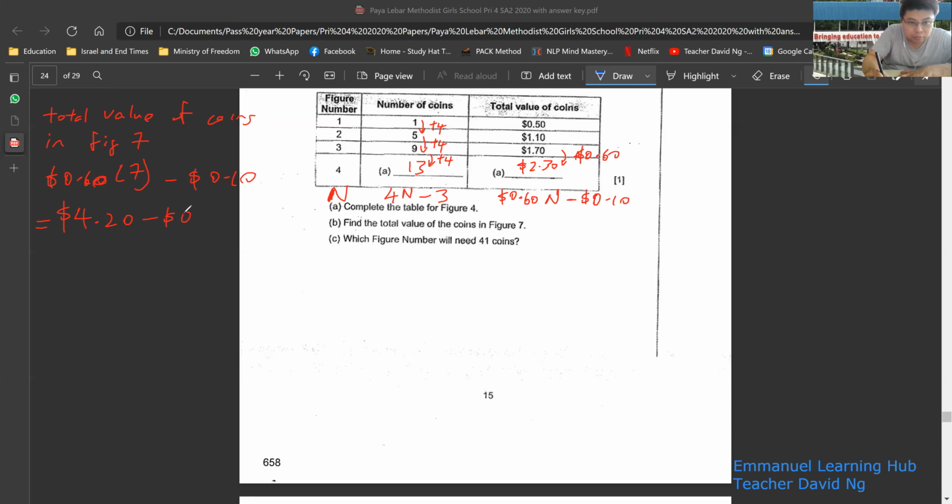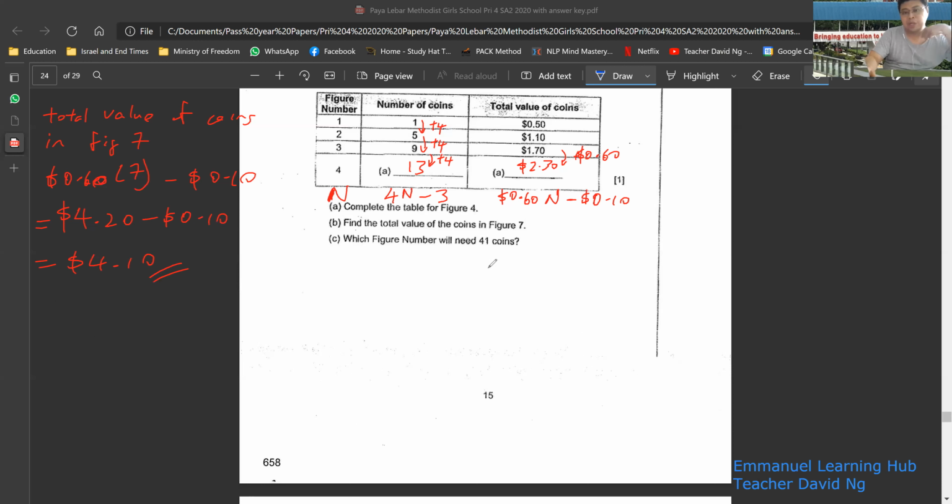Oh, okay. So it's $4.10. This will be faster.